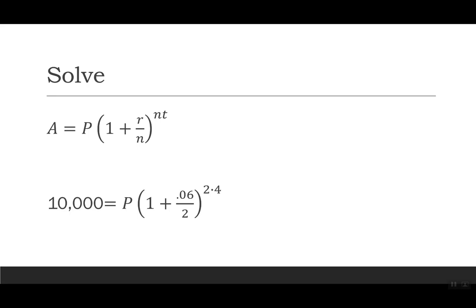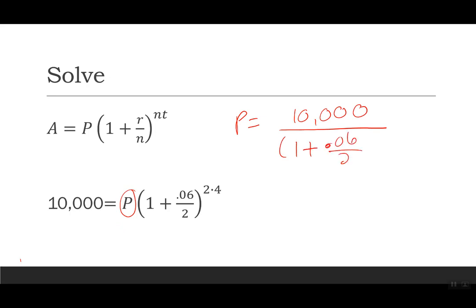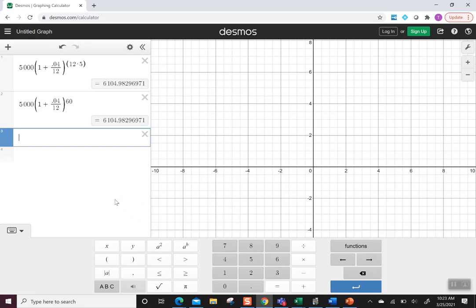Before I head over to Desmos, I do want to solve for P. And what I mean by solve for P is to isolate it. So I want to say P is going to be equal to 10,000 over (1 plus 0.06 over 2) to the 2 times 4. So we want P by itself. That way everything that I'm putting into the calculator is a number. We're ready to type in our numbers.